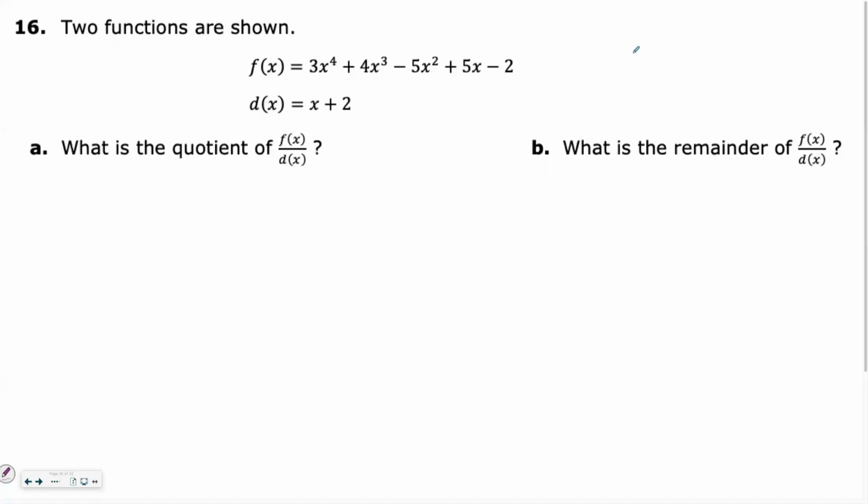All right, last problem on here. Number 16. Two functions are shown. It says, what is the quotient of f divided by d? Okay, so I have given you two techniques of dividing this year. I like synthetic the best.